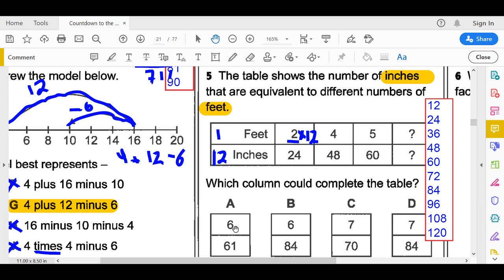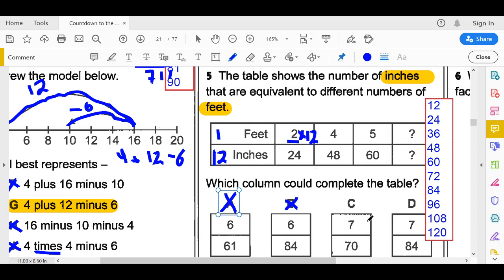Letter A, it says that 6 times 12 equals 61. Is that true, amigos? 1, 2, 3, 4, 5, 6. That is not correct because 6 times 12 is 72. So this option is not correct. Letter B, it says that 6 equals 84. Let's check. 1, 2, 3, 4, 5, and 6. That's not correct either. We know that 6 times 12 is 72, so not correct.